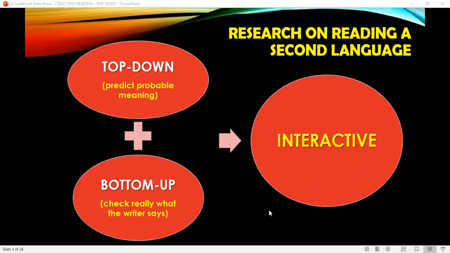We are not going to separate it. We're going to use them together in order to have a more interactive process of reading, all right?